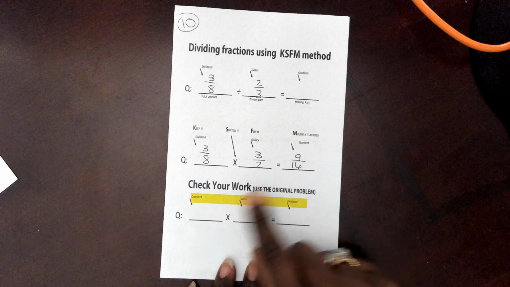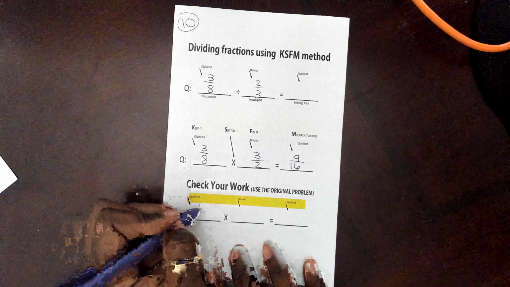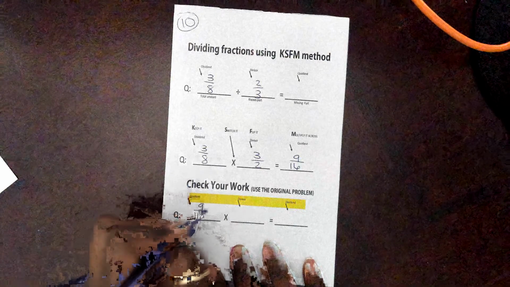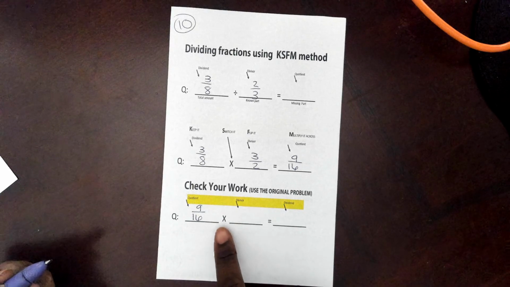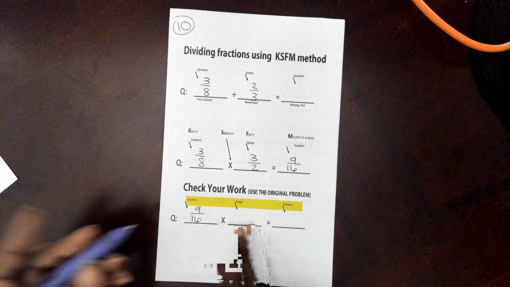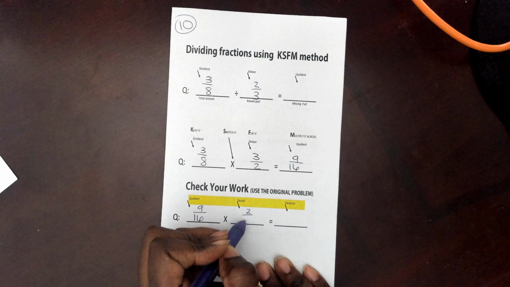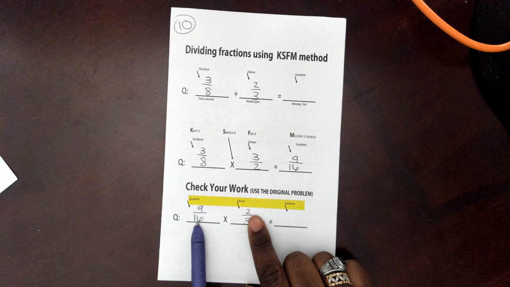And we will check it by checking our work. So we're going to take our quotient and add it into our check your work. And so we have 9/16. And then we are going to multiply that by the divisor that we had in the original problem. So that was 2/3. And then we see if we can cross cancel to make our numbers smaller.